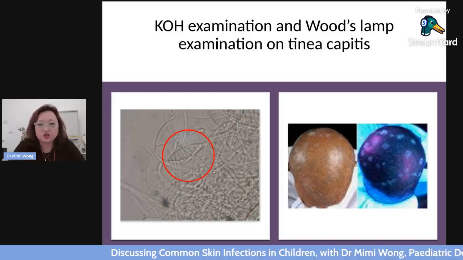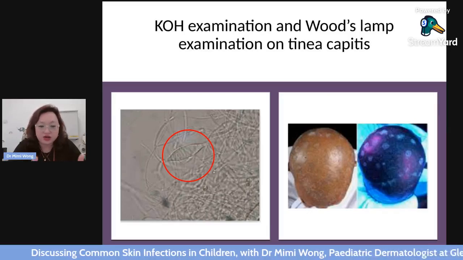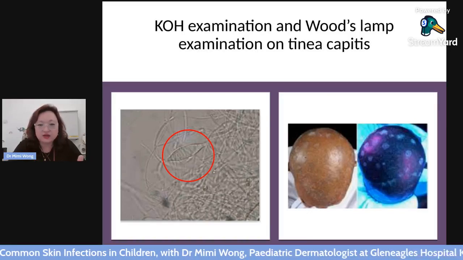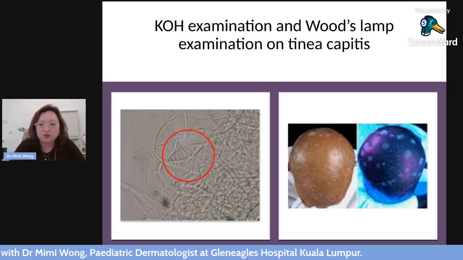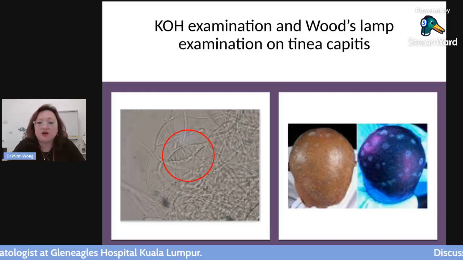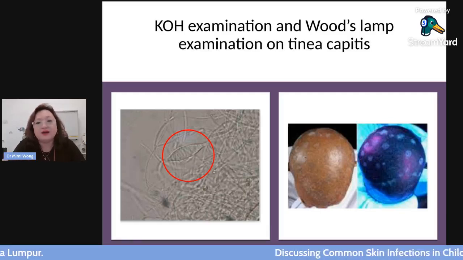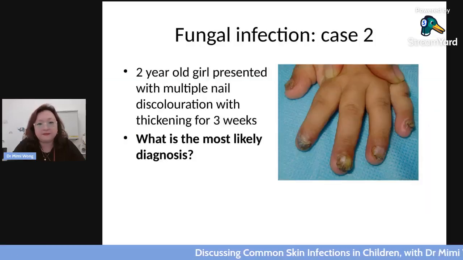And the next picture shows that when you look at the scalp of the child, you don't really see much, right? But when you shine these blue lights from the wood lamp, you can see the fluorescence of this fungus under these lights. This is also helpful in diagnosing tinea capitis.